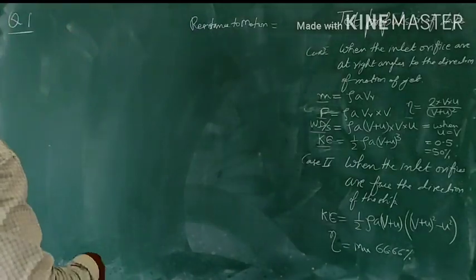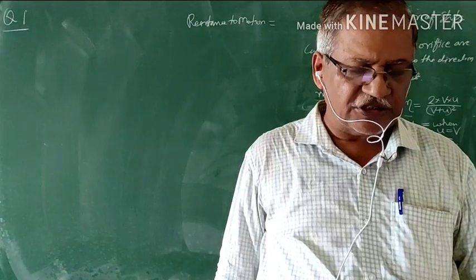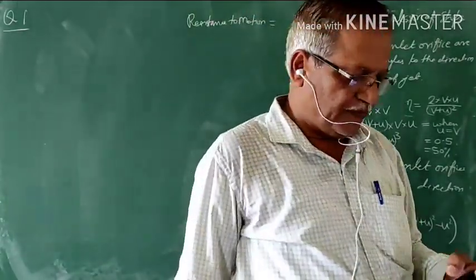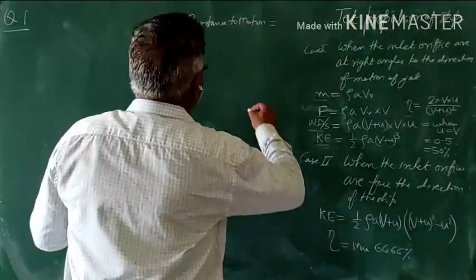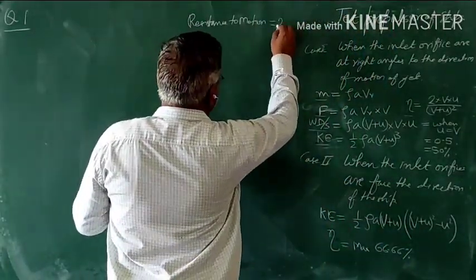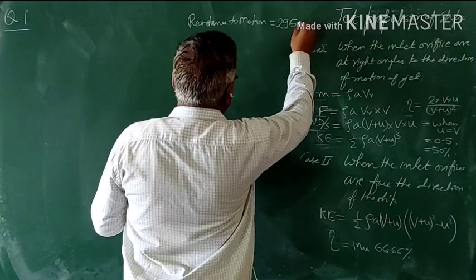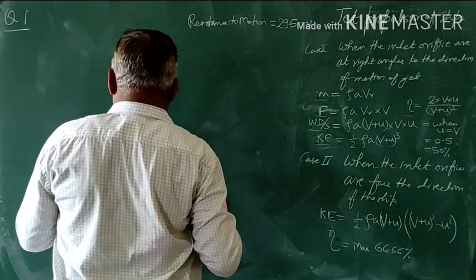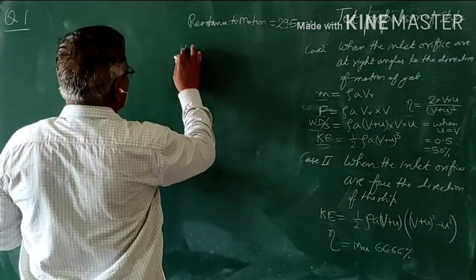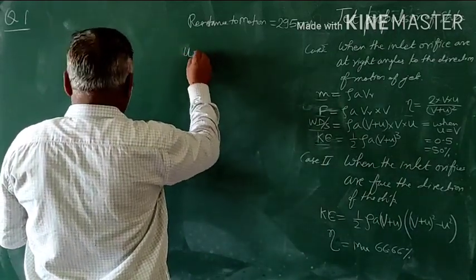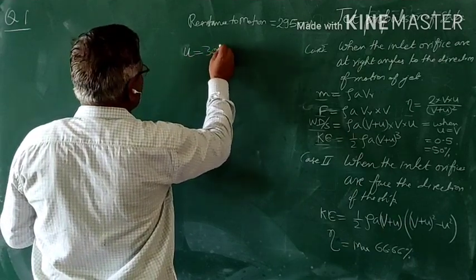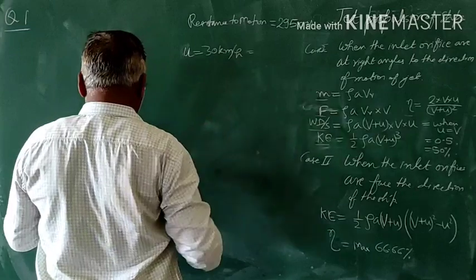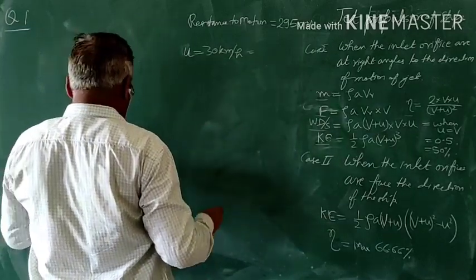So now we consider question number 1. Resistance to the motion of this jet is given as 2950 Newton. Then it is given that the velocity of the ship U is 30 kilometer per hour. So we have to convert this into meter per second.